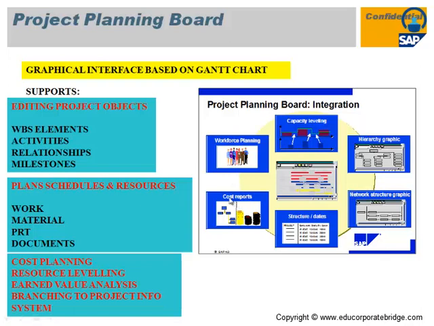The project planning board gives you the facility to edit WBS element activities. You can maintain the relationships between each and every activity, like finish-start and start-finish. You can create milestones, schedule your resources like work, material, production resource tools and documents, and do cost planning, resource leveling and earned value analysis. These are the facilities provided by the project planning board.